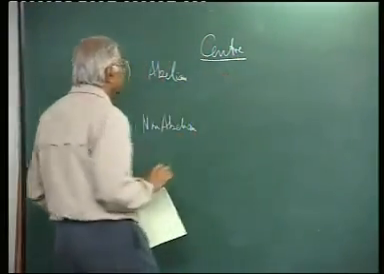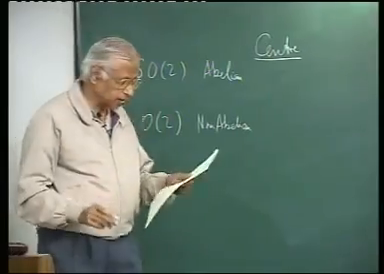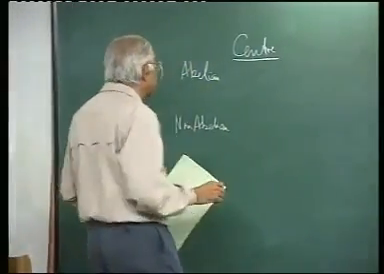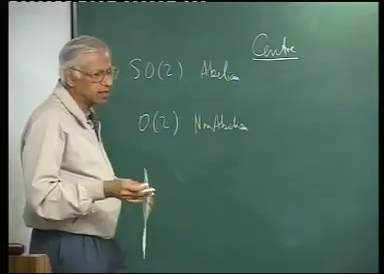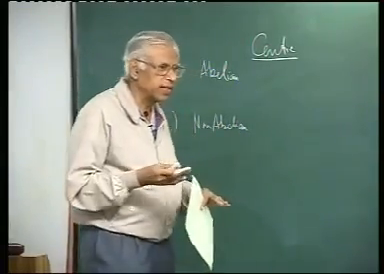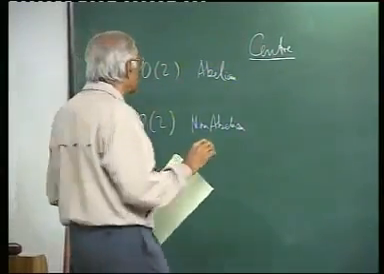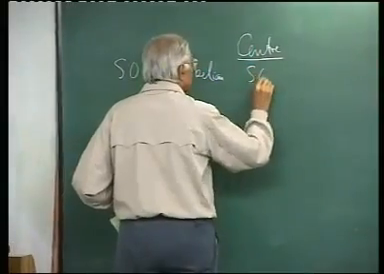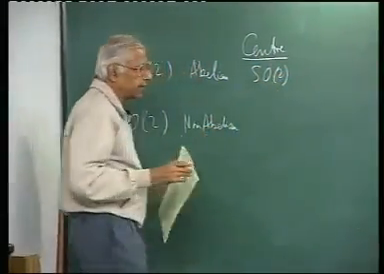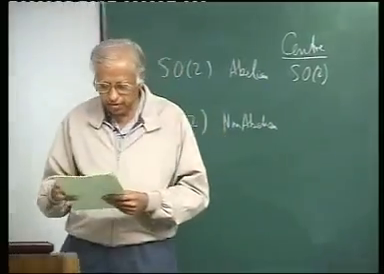Now I will list some things. Since SO2 was abelian, its center, that means the elements of SO2 which commute with everything, consists of everything. Correct? So this is SO2. It's abelian, every element belongs to the center.